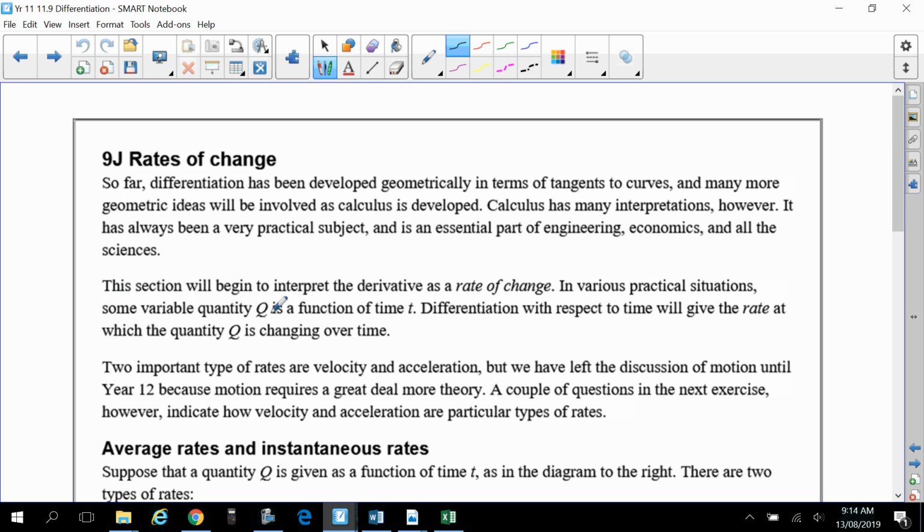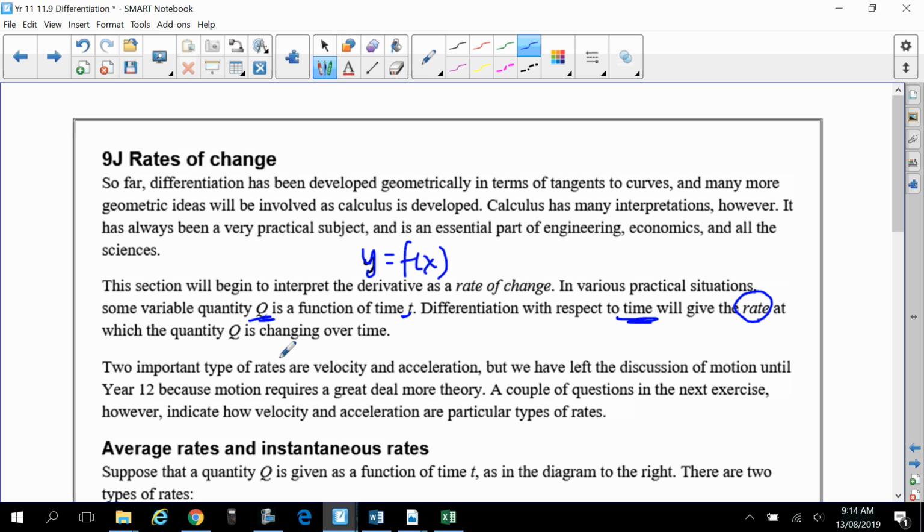Some variable quantity q is a function of time t. We're accustomed to using a polynomial like y in terms of x. Now instead of using y, we could have q for quantity, t for time. Differentiation with respect to time will give the rate. So when you differentiate with respect to time, it becomes the rate at which the quantity q is changing over time.